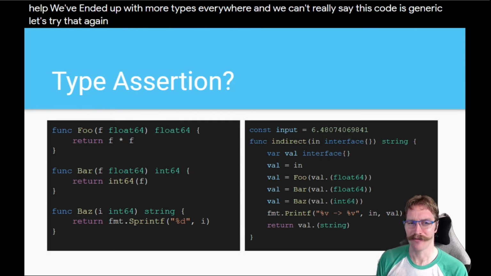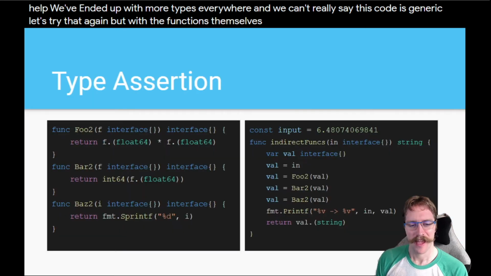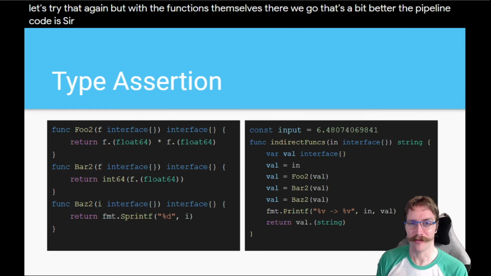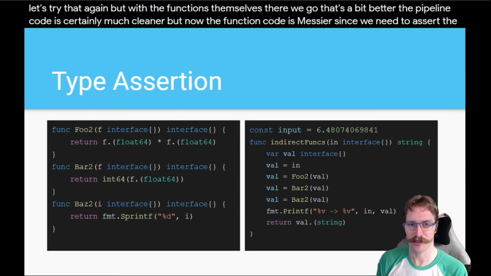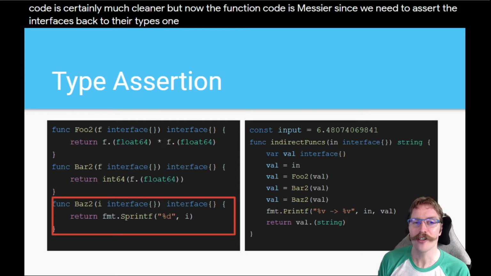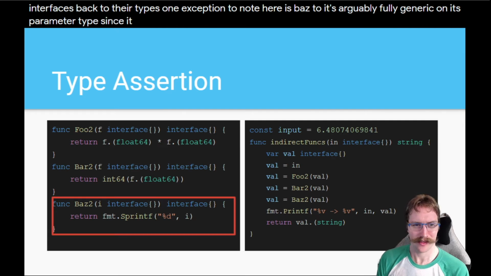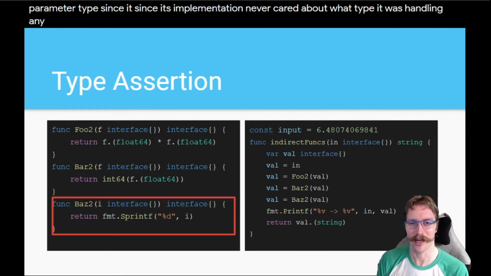Let's try that again, but with the functions themselves. There we go. That's a bit better. The pipeline code is certainly much cleaner, but now the function code is messier, since we need to assert the interfaces back to their types. One exception to note here is baz2. It's arguably fully generic on its parameter type, since its implementation never cared about what type it was handling anyway. Functions like Sprintf and similar are the same.